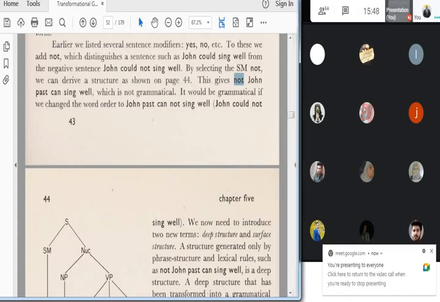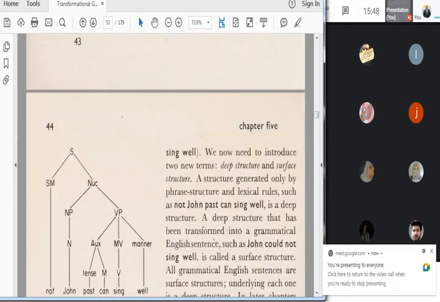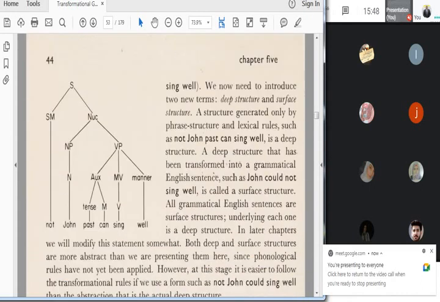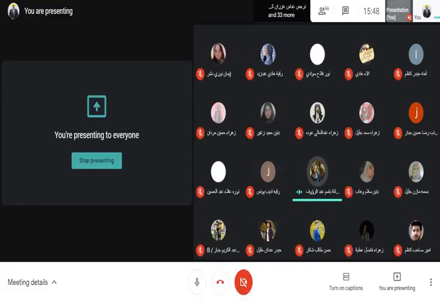Yes, any ideas? Which one is the surface structure and which one is the deep? Of course we don't know because we didn't have the book with us. We didn't read the book, so that's why we don't know. Is that an answer? Yes, go on please. Sorry, second answer. Yes.